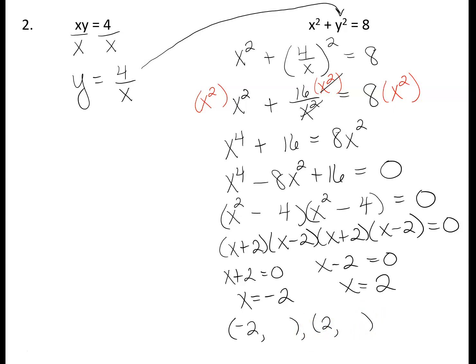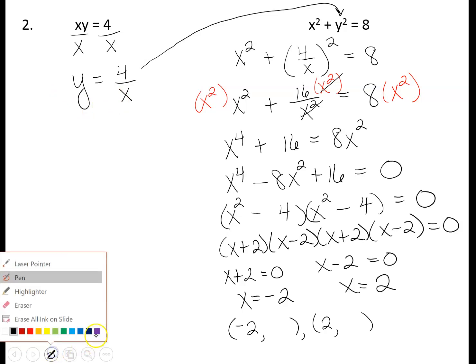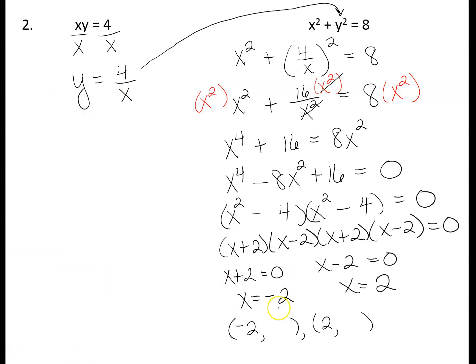Let's go back to our equation that has the y isolated, and we'll change colors here and substitute. Let's start with x equals negative 2.